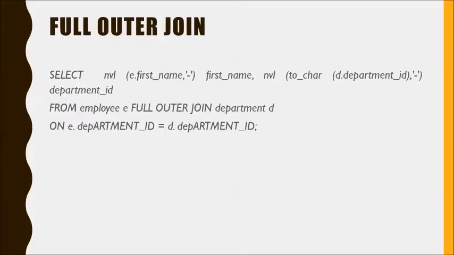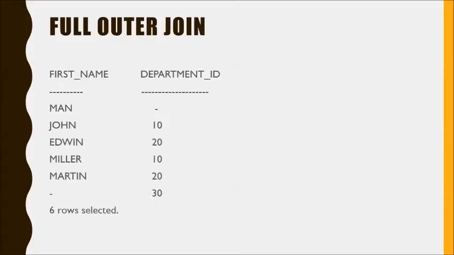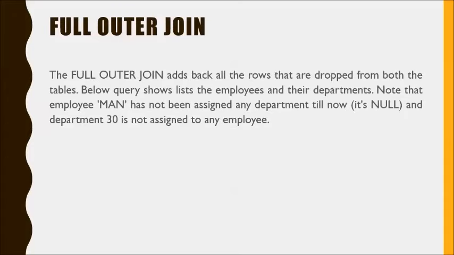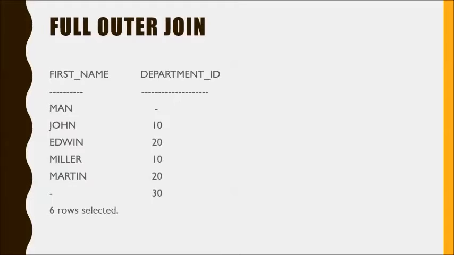So the output for this particular statement has two columns here, first name and department ID. As mentioned in this slide, employee Man has not been assigned any department, as well as department 30 is not assigned to any employee. So we have Man, which is considered as a null value. John 10, Edwin 20, Miller 10, Martin 20, and then first name null again for the department ID 30. So there are 6 rows selected in this output.